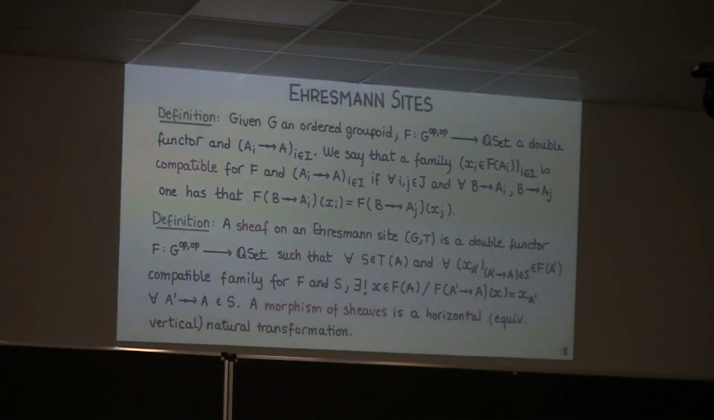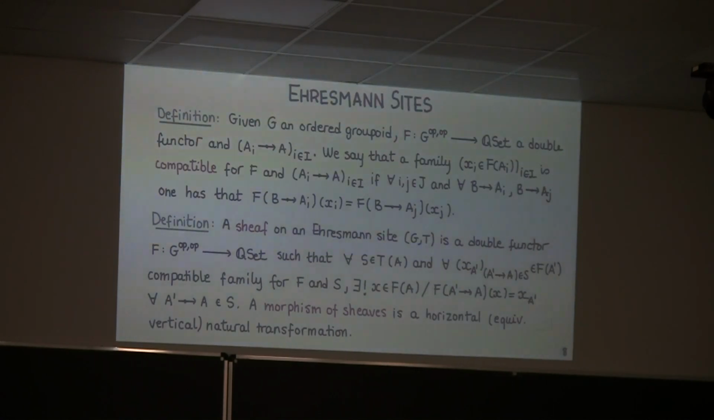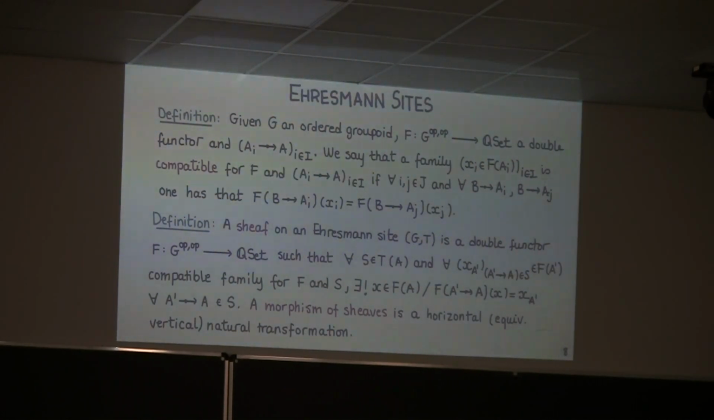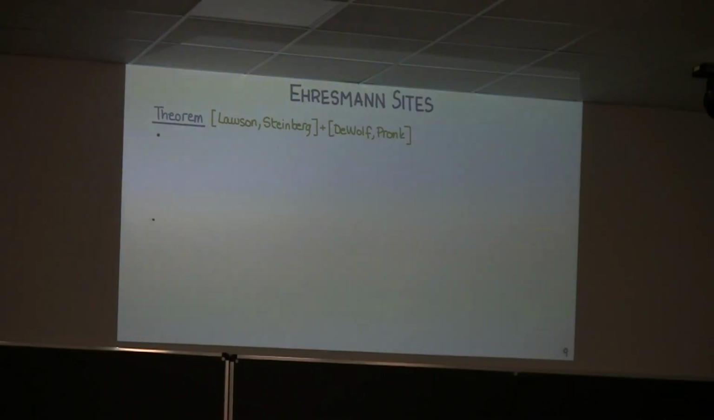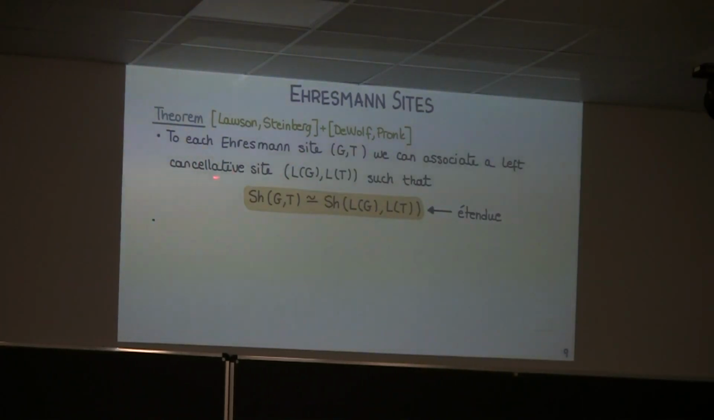And morphisms of sheaves are just vertical natural transformations of double functors. Equivalently horizontal, because an EQ set is extremely symmetrical, so they are the same. They are equivalent. And so Lawson-Steinberg and then Tor and Vargas further proved, I mean, there's a construction in which you can associate to each Ehresmann site, a left cancellative site, with the same category of sheaves. And we know the sheaves of left cancellative sites are étendues.